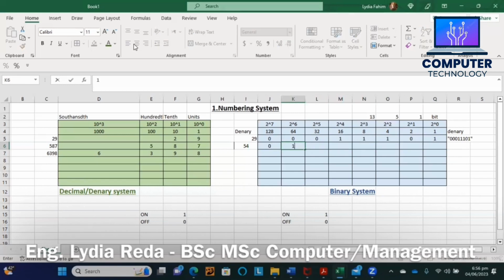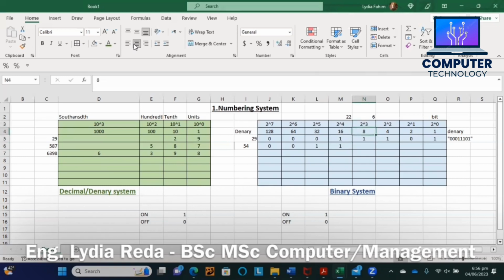32, yes. Sorry. So I consumed a 32. Remainder is 54 minus 32 is 22. Does the 22 contain the 16? The answer is yes. Does the 22 contain the 16, the answer is yes, and remainder is 6. 22 minus 16 is 6.